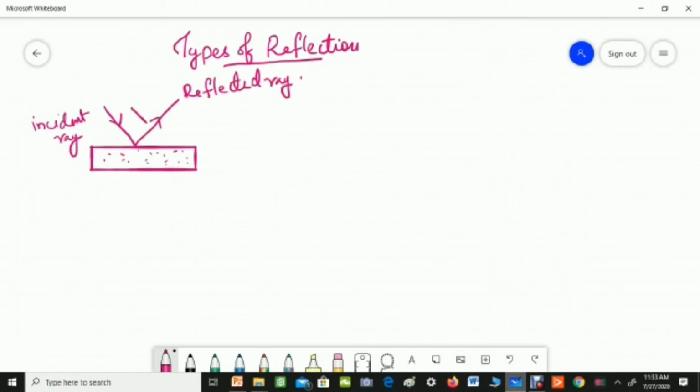Now, if I draw another line like an incident ray, it is again parallel after reflection, which means that after reflection, all these incident rays will move along the same direction and form a parallel beam. This type of reflection in which the parallel rays of light remain parallel after reflection is called a regular reflection. So this is regular reflection.